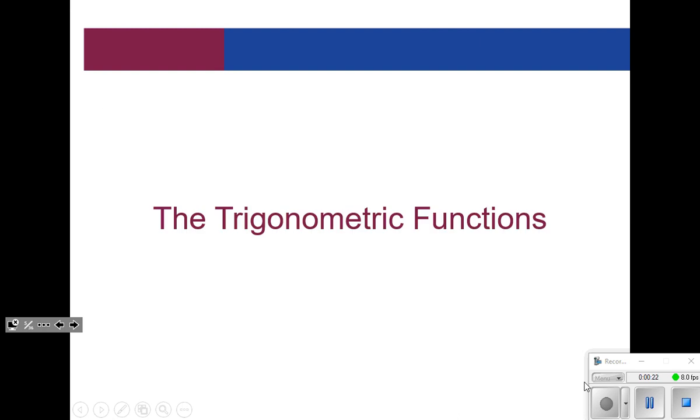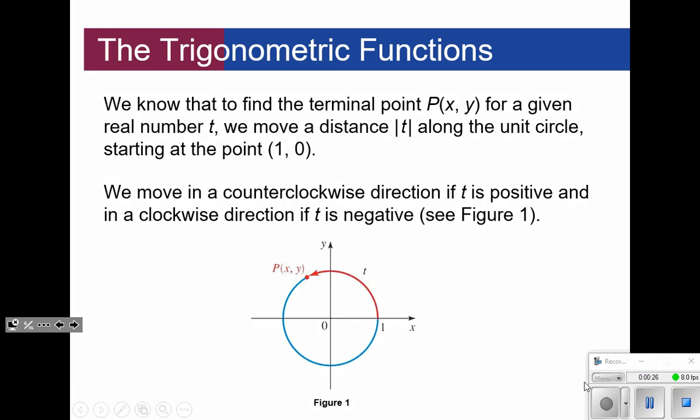We talked about terminal points versus reference points last time, and here we see on the trigonometric functions, t is where we end up. We always start, always at (1, 0). Okay, if our t is positive, we go counterclockwise, we go up. If it's negative, we go down.